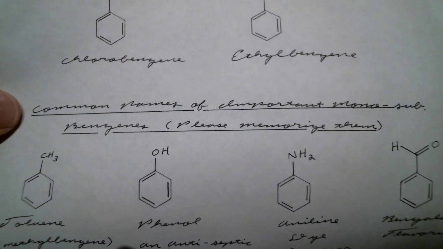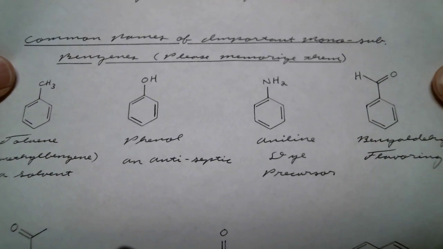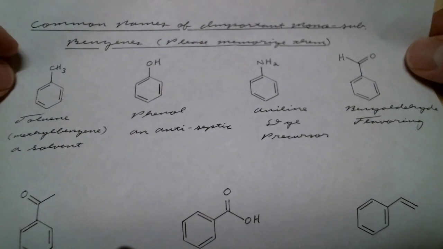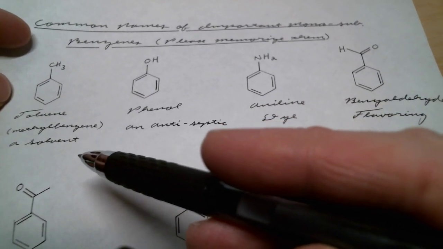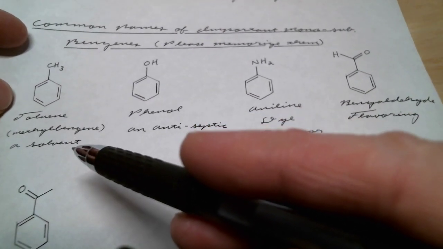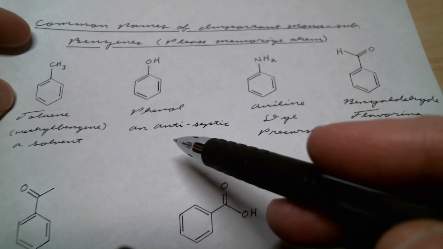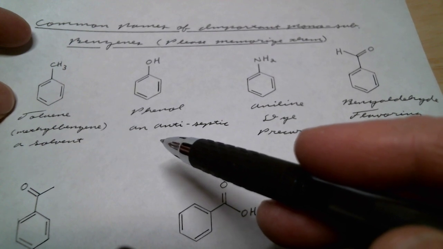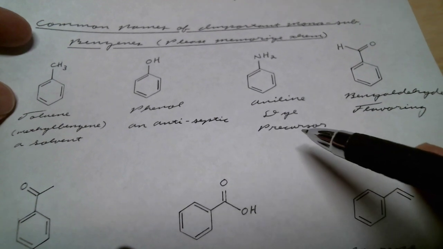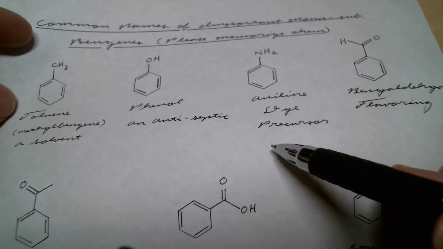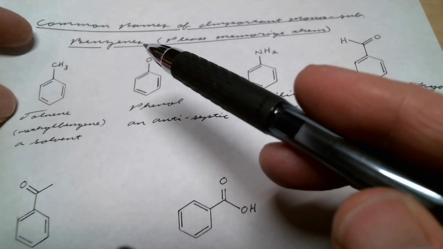Common names of important monosubstituted benzenes, please memorize them. You come across these things in life, and it's nice to know what they are. Toluene is methylbenzene, and it's used as a solvent, can frequently be found in paints. Phenol is an antiseptic. It's also a bit of an anesthetic, topical. Aniline, this is a dye precursor. So we've got an NH2 attached to our benzene ring, whereas in phenol we had an OH.